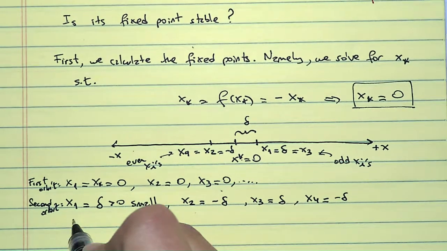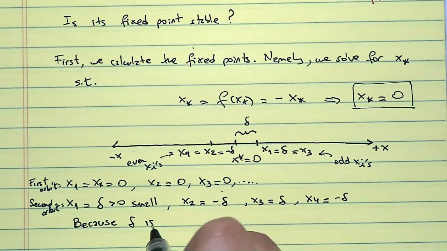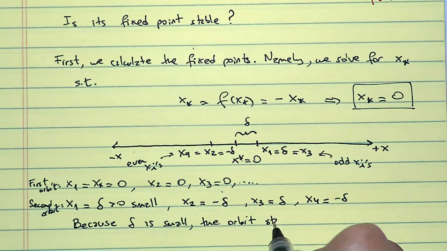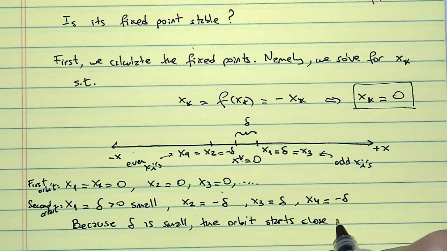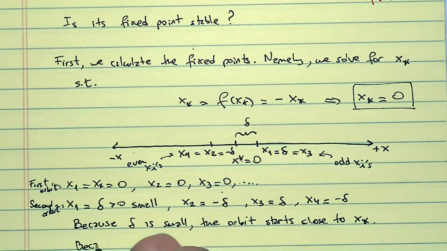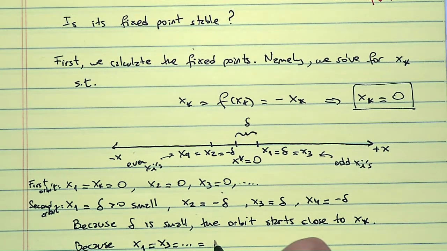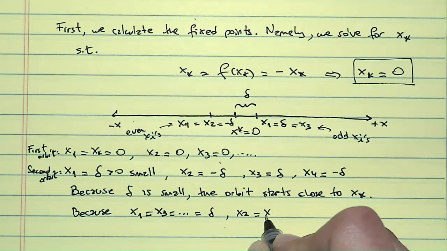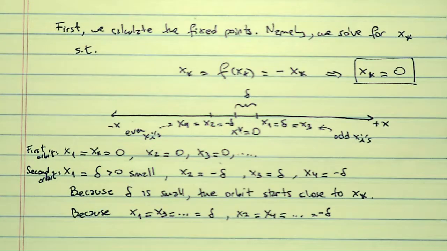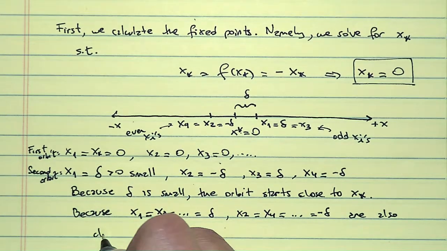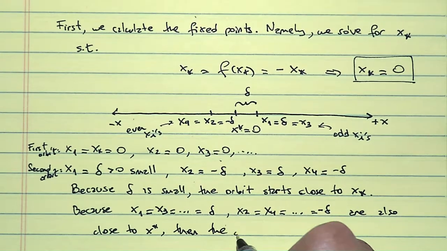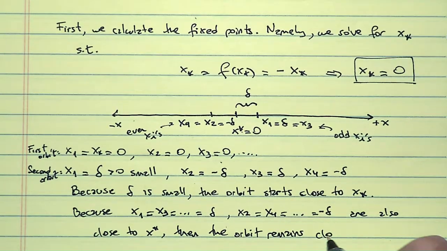So this analysis says that because delta is small, the orbit starts close to x star, because x1 is equal to x3, as many as you want, all equal to delta, and x2 is equal to x4, and so on, all equal to minus delta, are also close to x star, then the orbit remains close to x star.